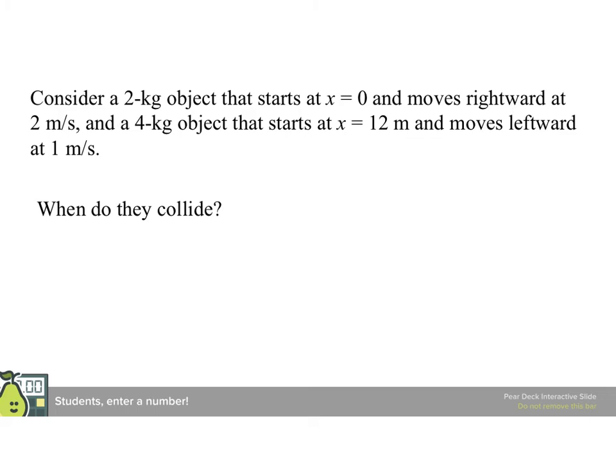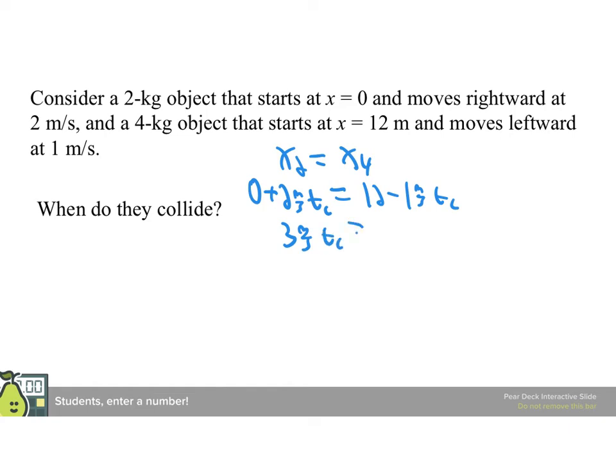Okay, same setup. We want to know when they collide. That's going to be relatively easy. We're going to take the position of the 2 kilogram object and set it equal to the position of the 4 kilogram object. So 0 plus 2 meters per second times the time of collision is 12 minus 1 meter per second times the time of collision. 3 meters per second times the time of collision is 12 meters. The time of collision is 4 seconds. So it hits just a little bit later.